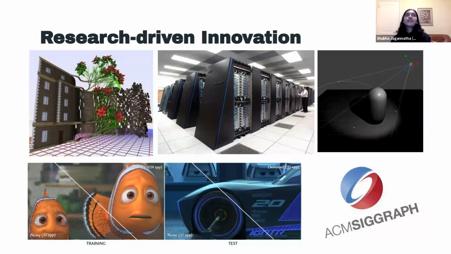And the second category of innovation, I would say, is research-driven innovation. This is basically innovation that's separate from any movie. This is just an image from a procedural generation paper I found. There's a lot of innovation happening in parallel and distributed computing, because graphics is a very computationally intense task. They need things to be done faster and more efficiently, so there's a lot of research in that area.